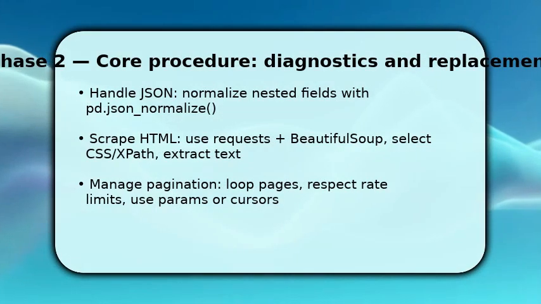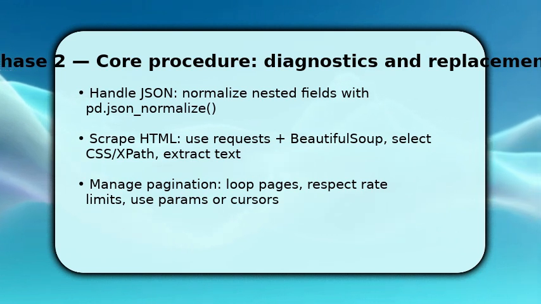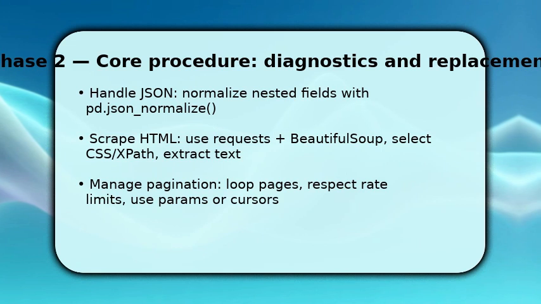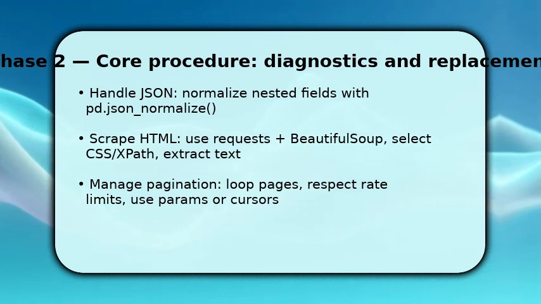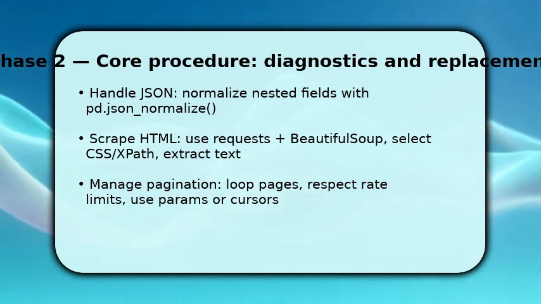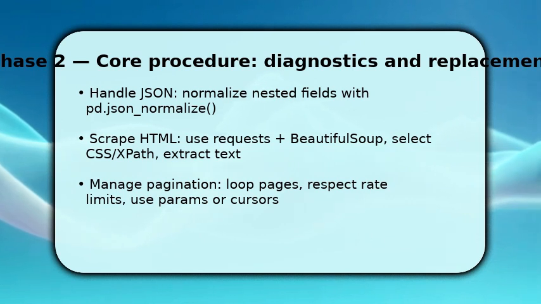You will parse diverse sources and transform them into tidy tables. For JSON, use pd.json_normalize to flatten nested structures. For XML or HTML, use requests.get, then BeautifulSoup to select elements and extract attributes or text.